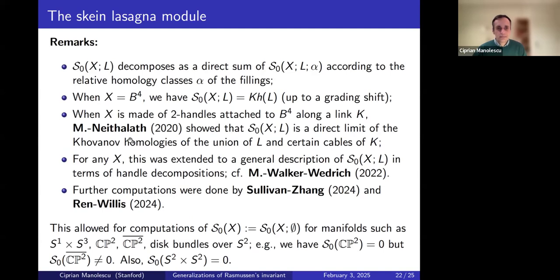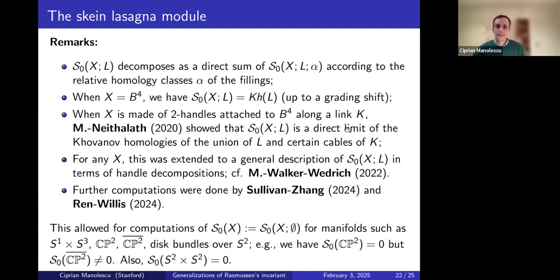And then some non-trivial calculations were done in my paper with my student Nate Halat from 2020. We looked at a case when you attach two handles to B4 along another link, K. So, for example, CP2 minus a ball is obtained like this by attaching a handle along an unknot. So now you have the original link inside the boundary of this manifold. Then you have the link along which you attach the handles. You have K and L.